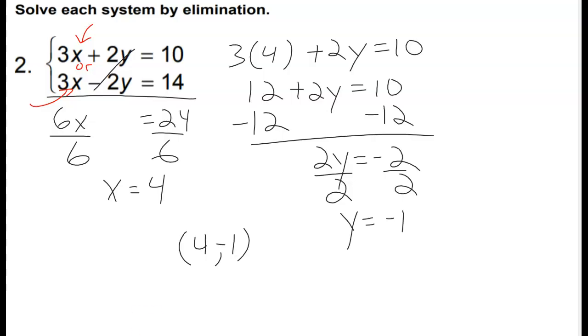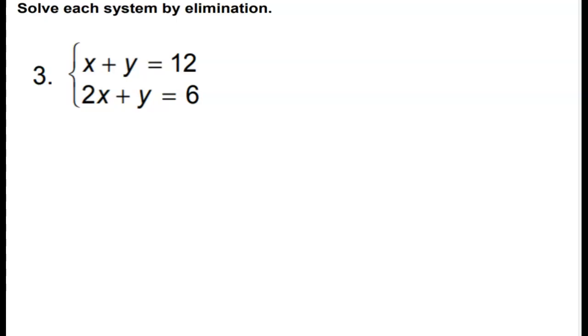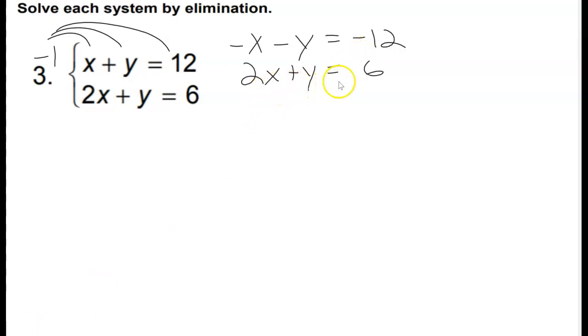Alright, let's look at another one. Here, I can multiply this by negative 2x, and that gives the negative 2 we have, but I try to keep it as small as possible. So I believe I multiplied by negative 1 to change the y again. That's going to get us negative x, negative y is equal to negative 12. Just change all the signs there. And this one I rewrote: 2x plus y is equal to 6.